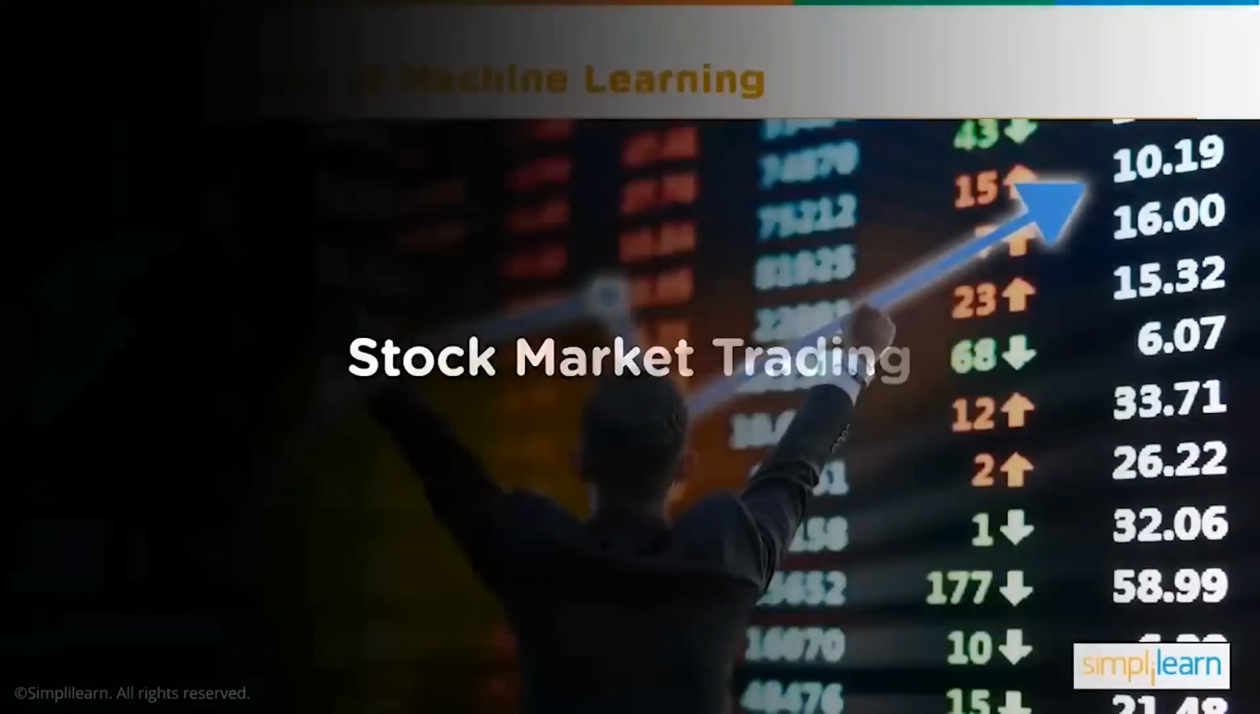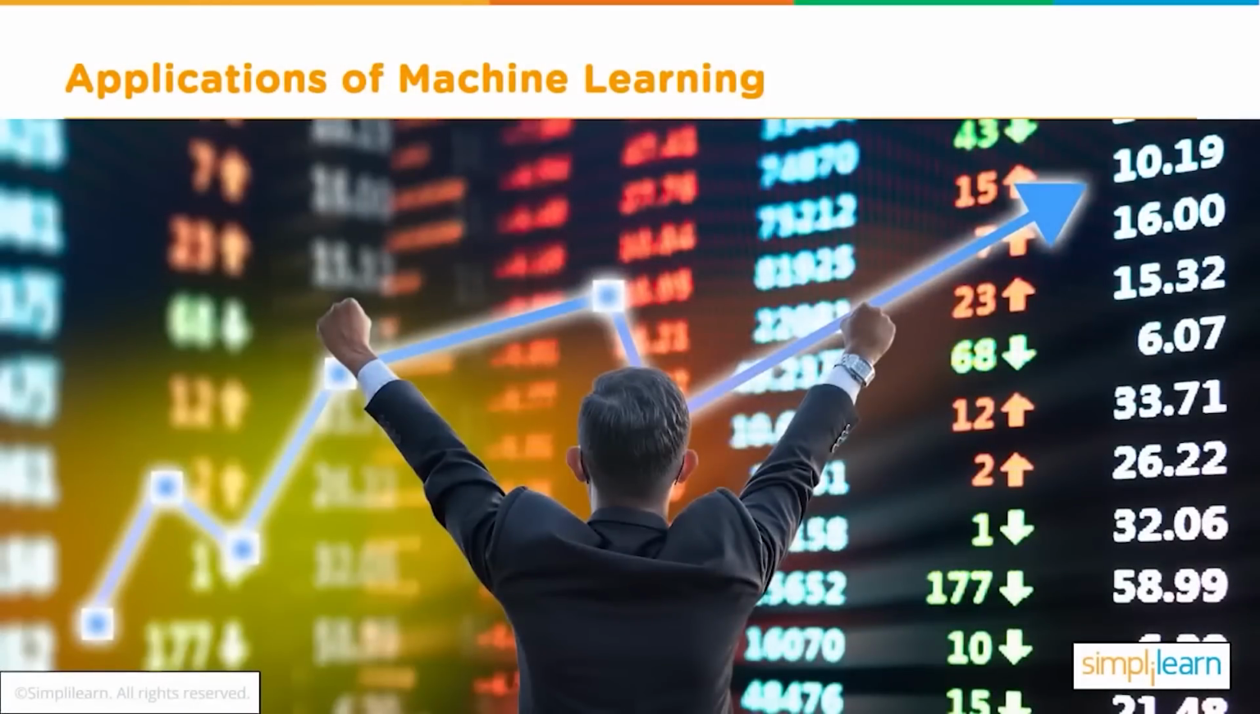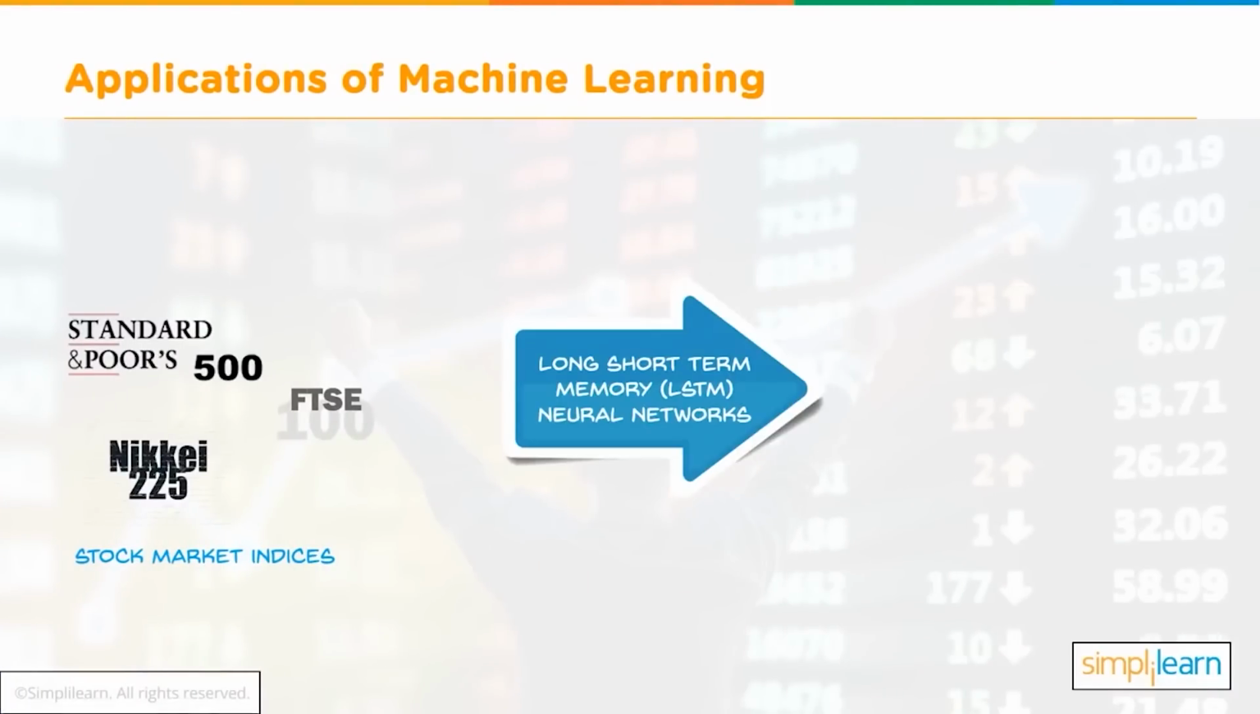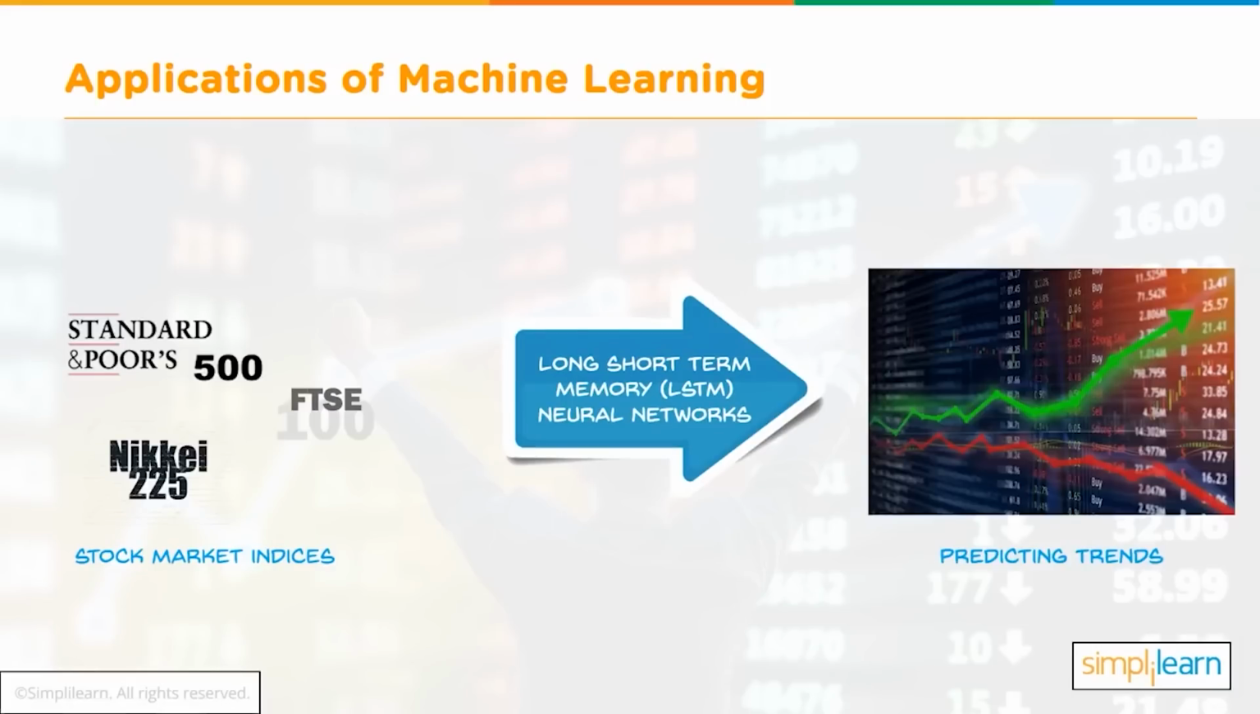Stock market trading. Machine learning is used extensively when it comes to stock market trading. Now you have stock market indices like Nikkei. They use long short-term memory neural networks. These are used to classify, process, and predict data when there are time lags of unknown size and duration. This is used to predict stock market trends.